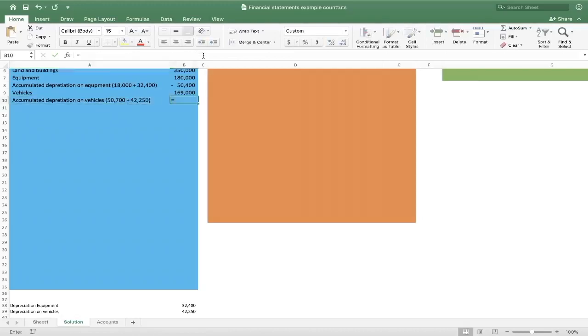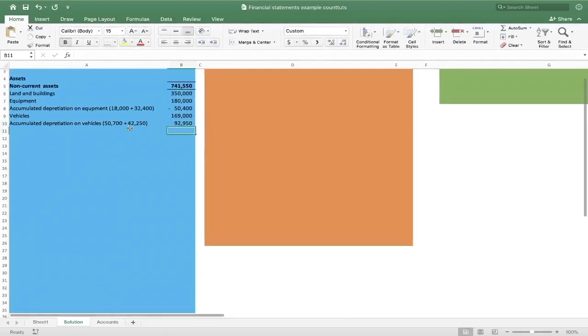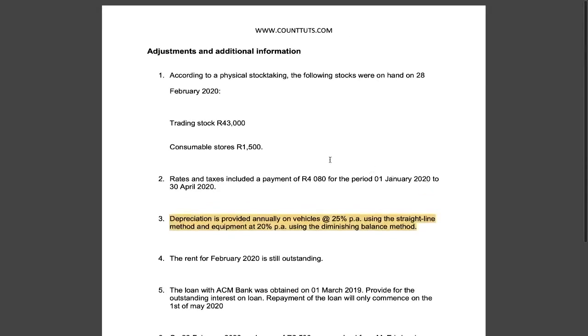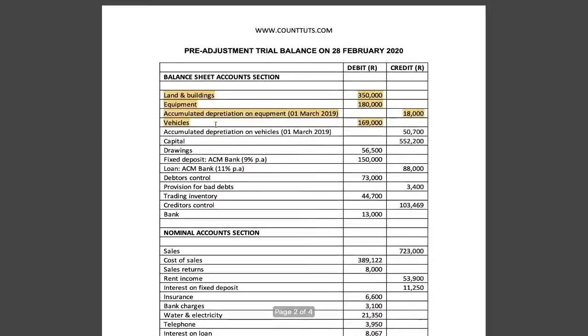So I'm just going to calculate it here, 50,700 plus 42,250, and there it has given me the answer, 92,950. So now I'm done with both the depreciation for vehicles and the depreciation for equipment. Let me highlight that one, and the reason I'm highlighting is because I want to know which one I'm done with, so that I don't forget one or go and look at it over and over again thinking that I'm not done with it.